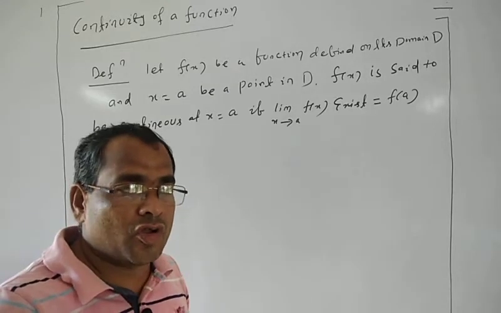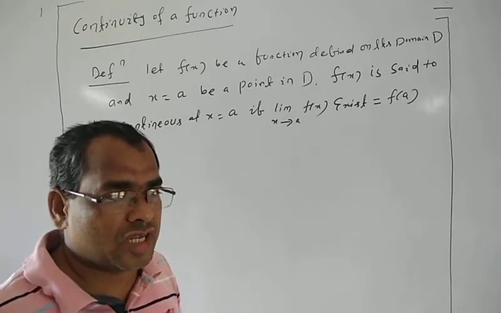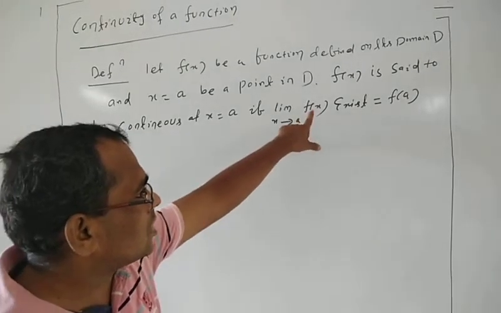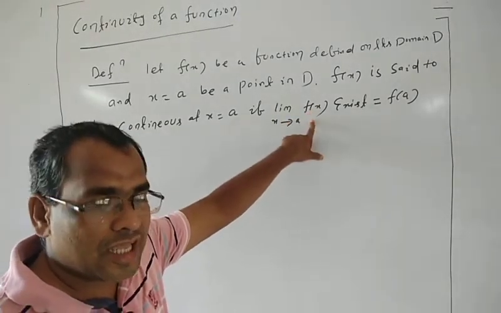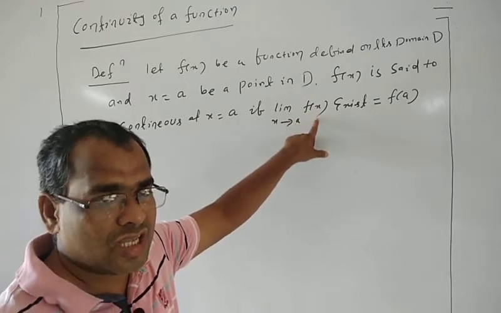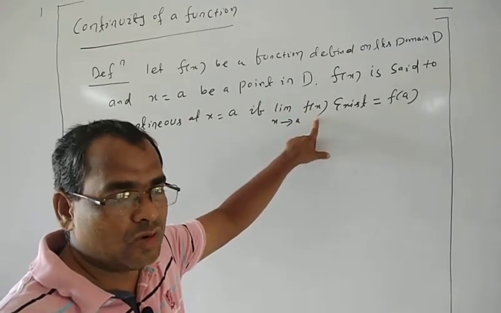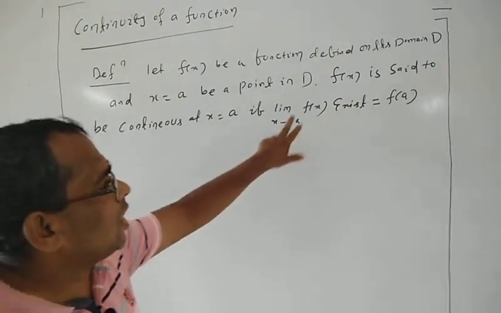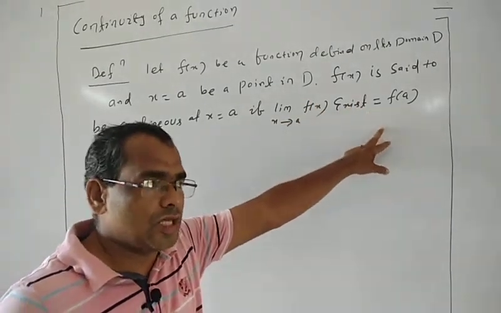Directly put x equal to a in the given function. This is known as the value of the function. But the limit as x tends to a of f(x) is the approximate value of the function. And we know how to find the approximate value in the limit class. So the limiting value exists and is equal to the value of the function.